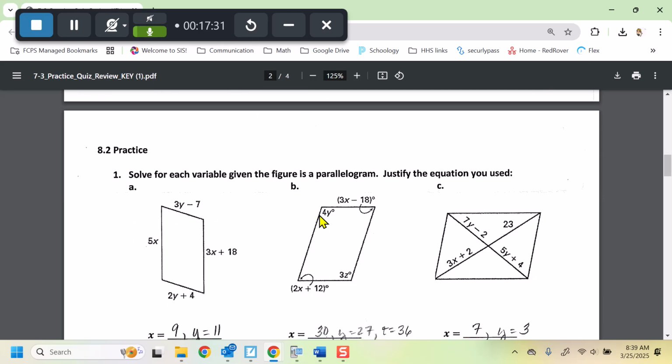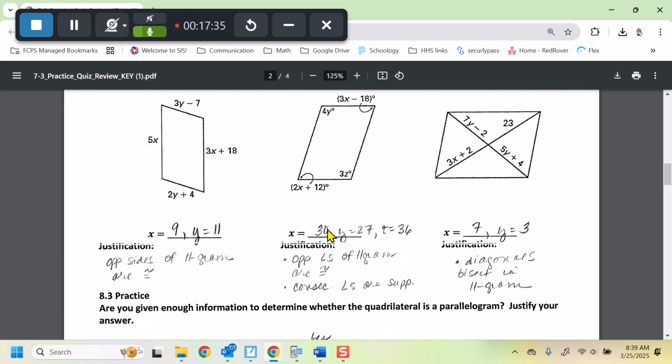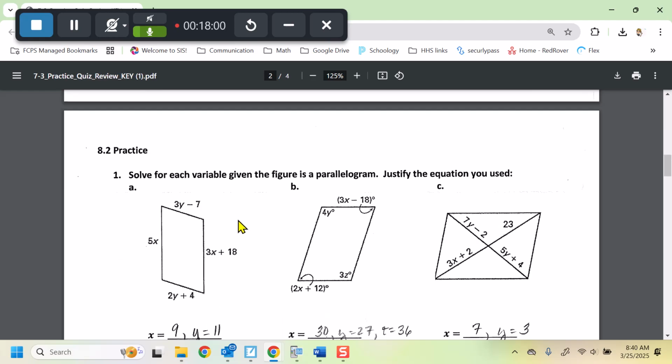In 8.2, solve for the given variable. So when we look at each of these parallelograms, your justification, you were able to solve for y because opposite sides in a parallelogram are congruent. You were able to solve for the angles and the side because consecutive angles are supplementary, opposite angles are congruent, and diagonals bisect. So that's your justification, given that it's a parallelogram. Look at the directions.